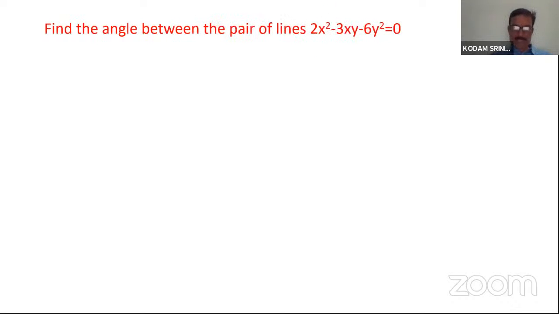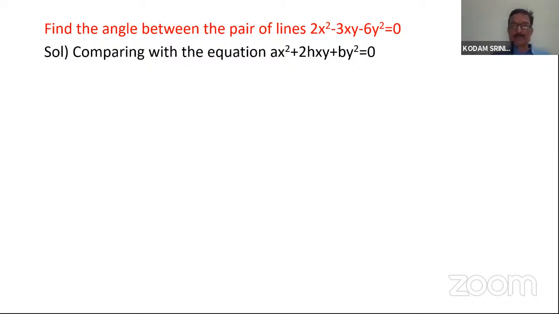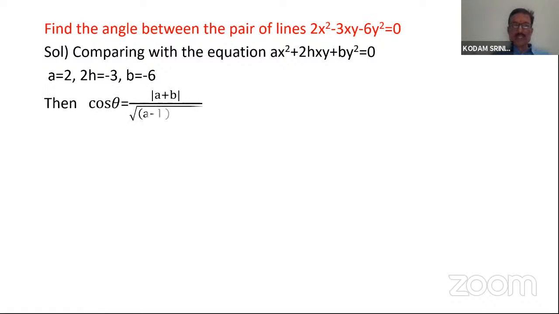Find the angle between the pair of straight lines 2x square minus 3xy minus 6y square equal to 0. First of all, we have to compare the given equation with the pair of straight lines ax square plus 2hxy plus by square equal to 0. So here a equals 2, 2h equals minus 3 and b equals minus 6. Now substituting these a, 2h and b values in the cos theta formula, we have cos theta equals modulus of a plus b by root of (a minus b) whole square plus 4h square. This 4h square is nothing but (2h) whole square.